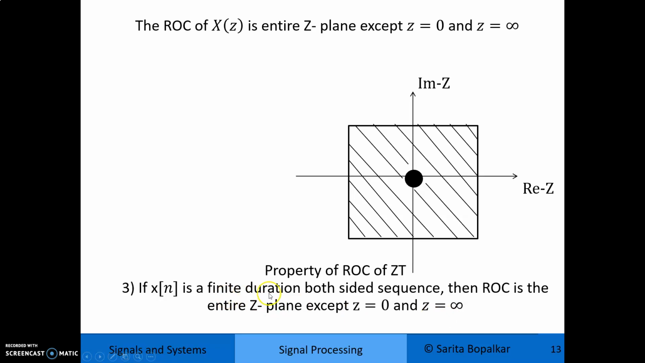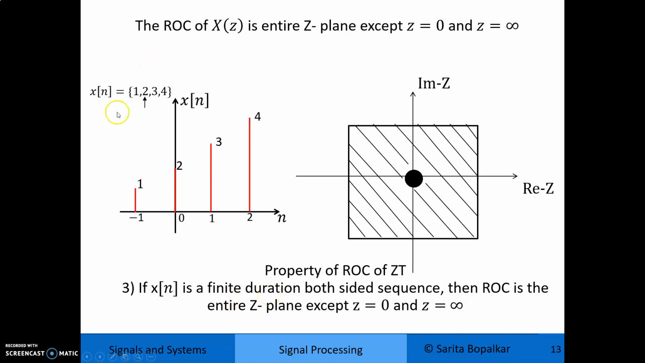Let's understand. Finite duration, what is our x of n? Only 4 samples, means it has a finite duration. Then both sided, so it exists for n is equal to 1 to the right side and on the left side, n is equal to -1. So left side also and right side also. That's why both sided. If you check the previous examples, in the first example it is right sided. It exists only for positive values of n. In the second example it is only left sided. It exists only for negative values of n. Now here it exists for positive values also and negative values of n also. That's why it is both sided.